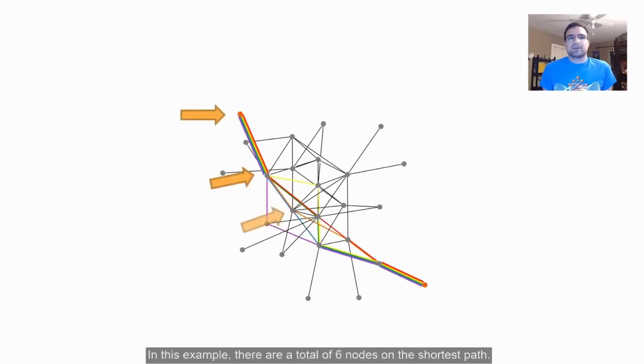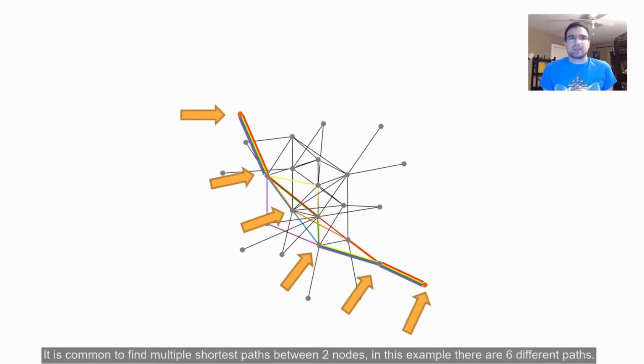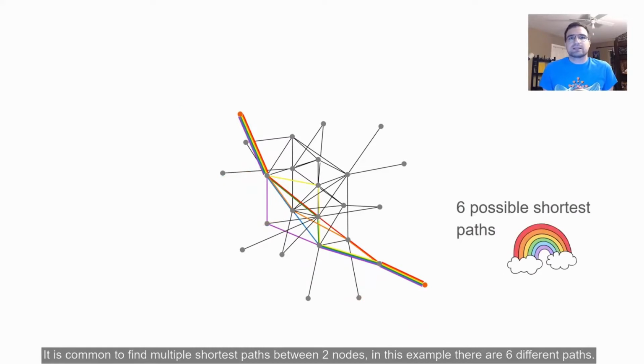In this example, there are a total of 6 nodes on the shortest path. It is common to find multiple shortest paths between 2 nodes. In this example, there are 6 different paths.